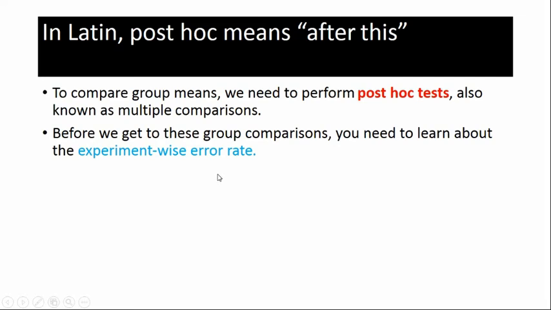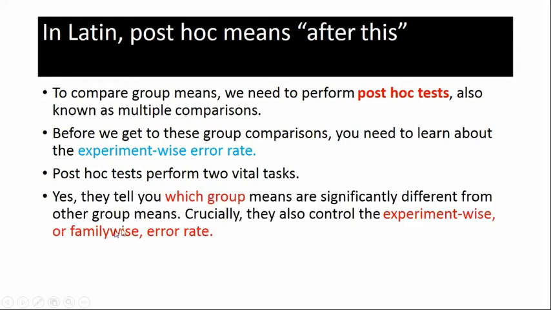If I perform so many tests simultaneously, means 6 or 7 groups, my error rate will increase. Post hoc tests perform two vital tasks. They tell you which group means are statistically different from other group means. Crucially, they also control the experiment wise or family wise error rate. If I perform these tests separately, my error rate will increase. If I use post hoc, it will control the error rate.